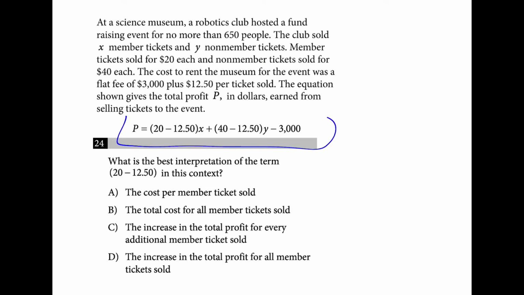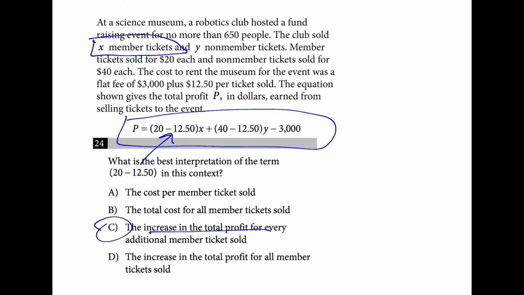So this is the equation about profits from an event, selling different types of tickets minus the cost, so it's a profit equation. And they asked specifically about this one. So let's look at X, that is for member tickets. So if they're charging 20 and it costs $12.50, that tells you their profit per member ticket. Not the cost, it's the increase in profit. So C.